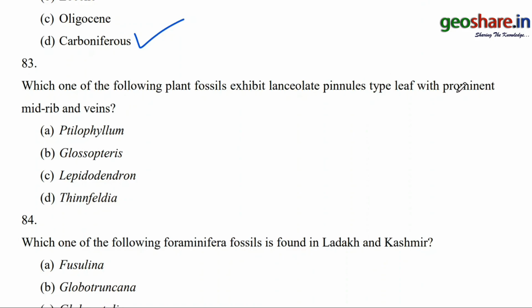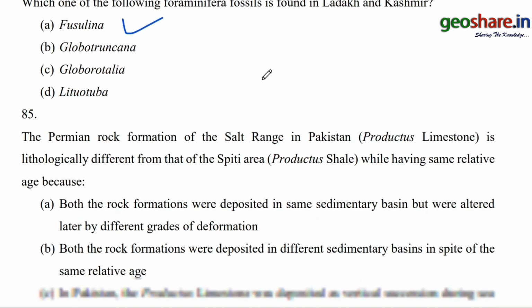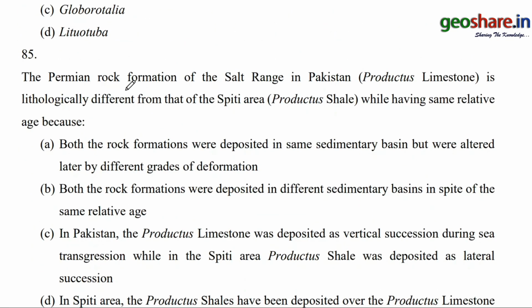Which one of the following plant fossils exhibits lanceolate pinnules type of leaf with prominent midrib veins? Ptilophyllum. Which one of the following foraminifera fossils is found in Ladakh and Kashmir? Fusulina.